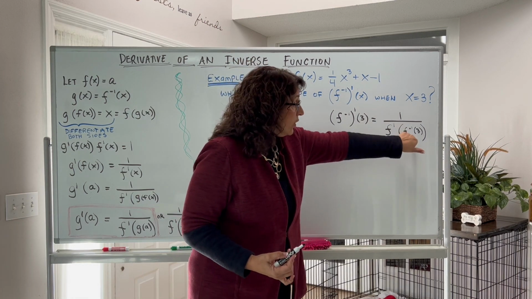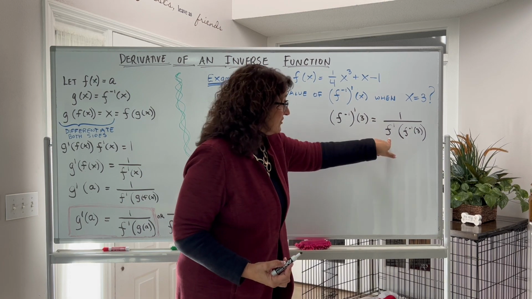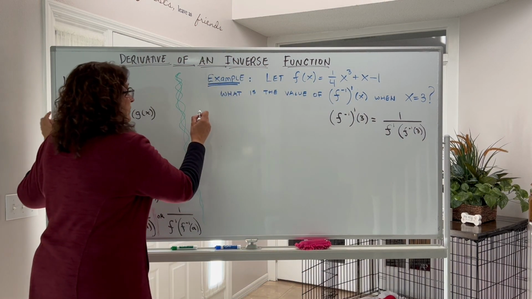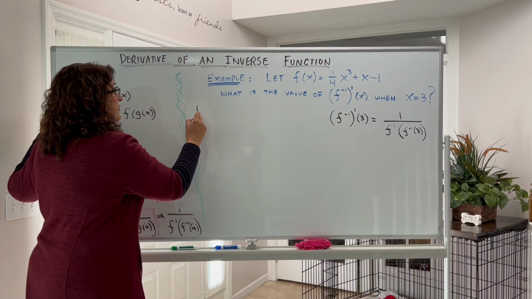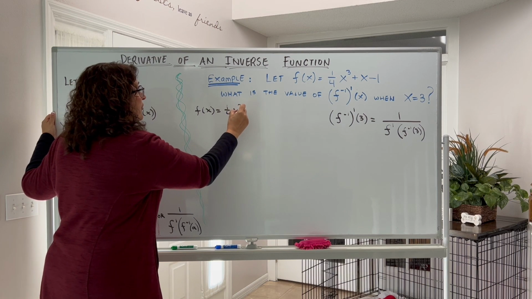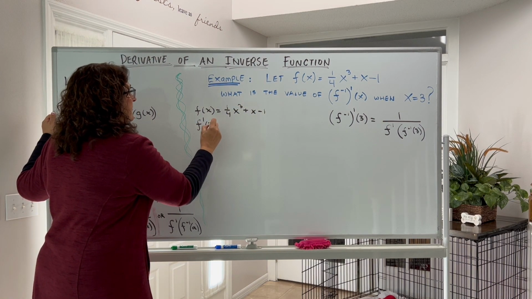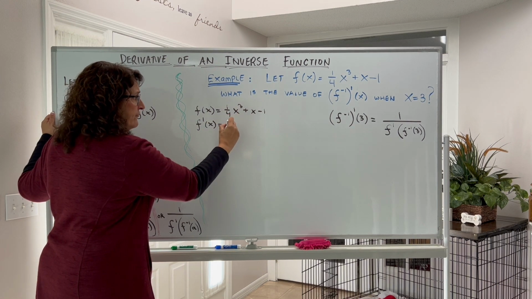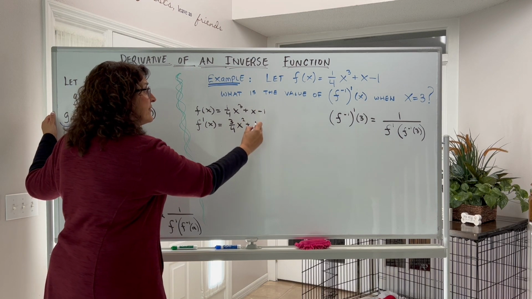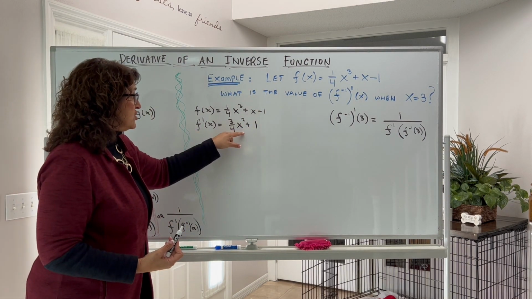We need the y coordinate on the inverse when x is 3, and we need the derivative of the function. Let's start with the derivative of the function. We know what the function is, so I'll rewrite it over here: f of x is 1/4 x to the third plus x minus 1. Let's get the derivative. Bring the 3 around front, so you have 3/4 x, take 1 away from the exponent. The derivative of x is 1, and the derivative of a constant is 0. There's the derivative of the function, okay?